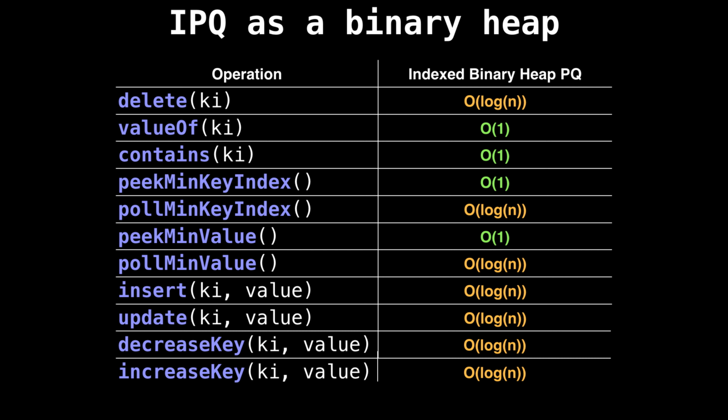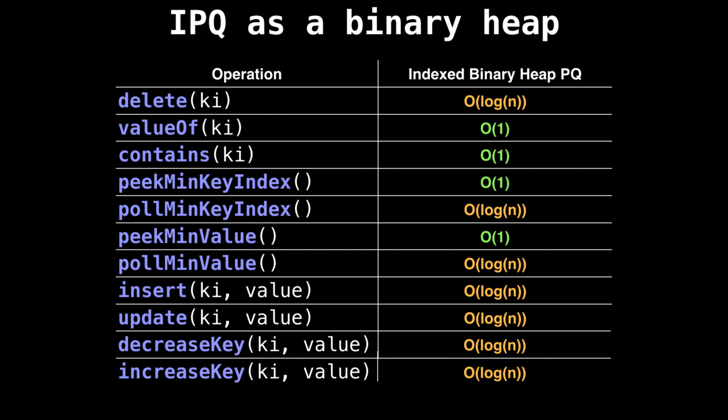An index priority queue can be implemented in several ways, some with really good time complexities using specialized heap structures. However, we're going to cover the binary heap implementation for simplicity. You will notice that the time complexity for all these operations are either constant or logarithmic, which is really good.